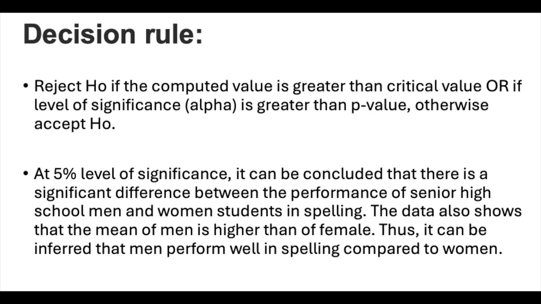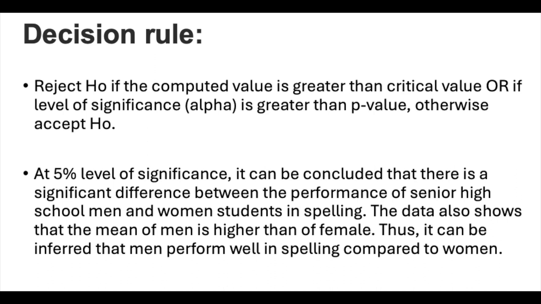So based on the result, at the 0.5% level of significance, it can be concluded that there is a significant difference between the performance of senior high school men and women students in spelling. The data also shows that the mean of men is higher than that of female. Thus, it can be inferred that men perform well in spelling compared to women. Okay, so this is an example conclusion of these results.